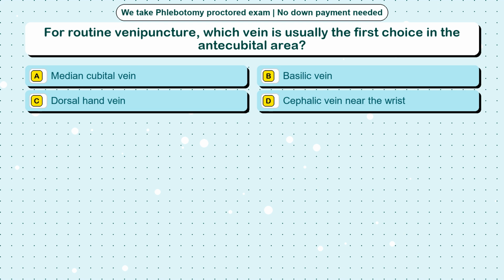Question 35. For routine venipuncture, which vein is usually the first choice in the antecubital area? Option A, median cubital vein. Option B, basilic vein. Option C, dorsal hand vein. Option D, cephalic vein near the wrist.